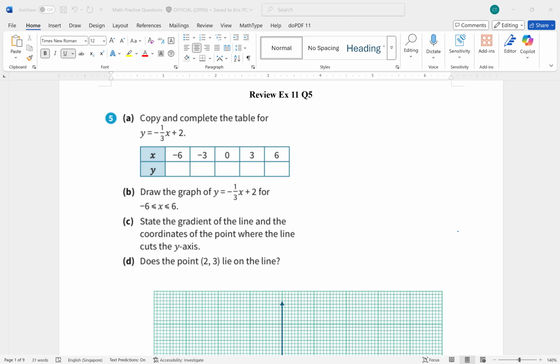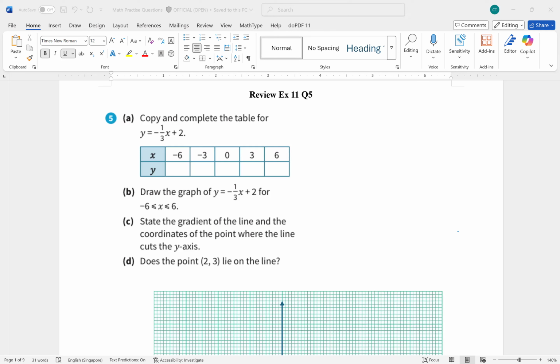Hi students, in this video I'll be going through a question regarding linear functions and graphs. Okay, so let's read the question. This is from review exercise 11 question 5.